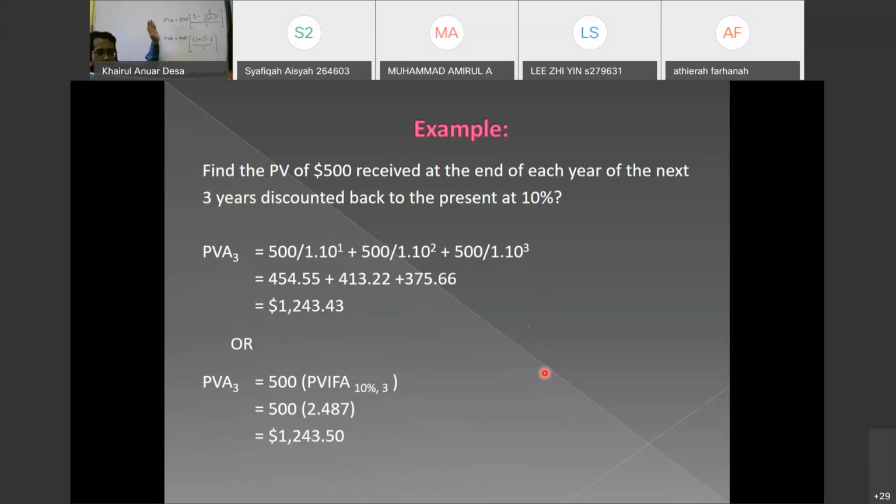This formula you can also get from Google. Okay. Boleh saya padam benda ni?